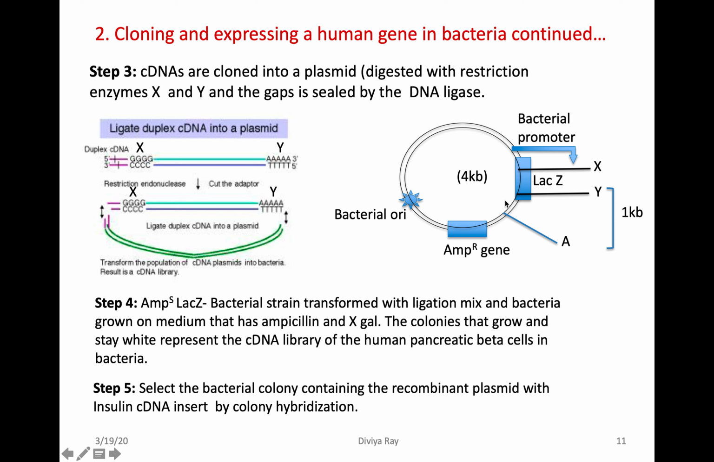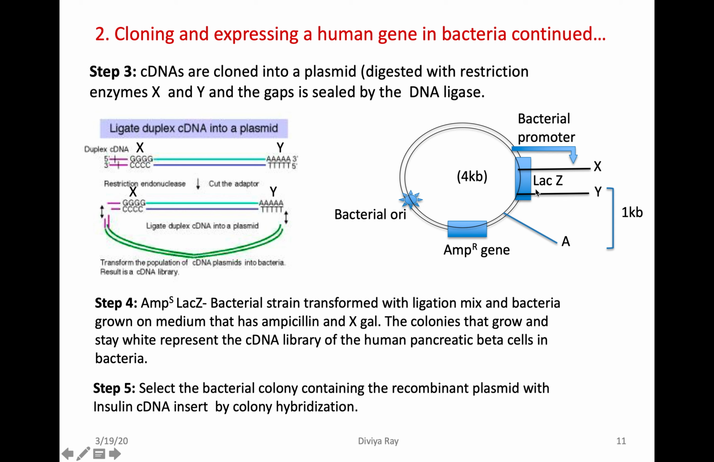The difference between this plasmid vector and the plasmid vector that we used in problem 1 is that this plasmid vector contains a bacterial promoter. And this is very critical. We need to remember that we made the cDNAs by using the mature mRNA. So the mature mRNA is essentially only the exons. It lacks the introns, and it also lacks the regulatory regions of the genes such as the promoter sequence.